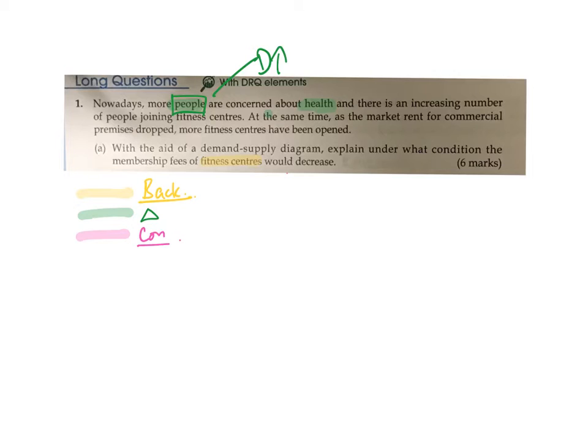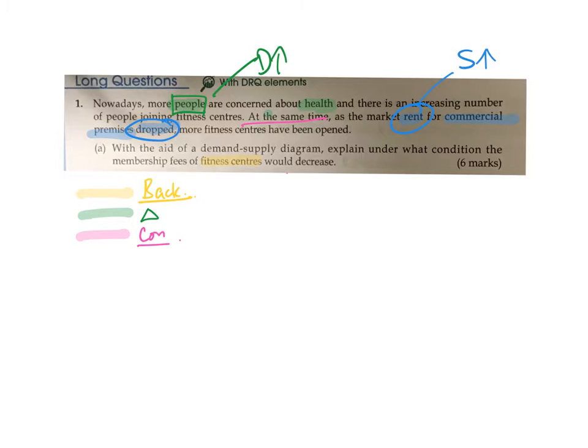At the same time, this word means 'and other things'. Let's check what is in the other things. It said that the market range of the commercial premises dropped. Let's think about who the buyers or the sellers of the fitness center's service are. Only the service provider, the producer, will care about the range. So it's related to supply, and this range drops, so the supplier should be happy, right? They can make more profits, so they will increase the supply. So we finished the analysis of the change and the consequence.